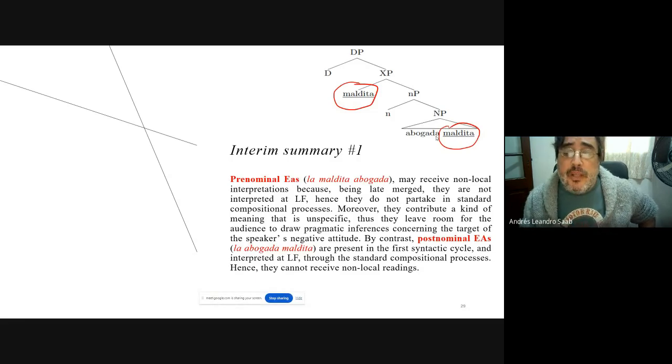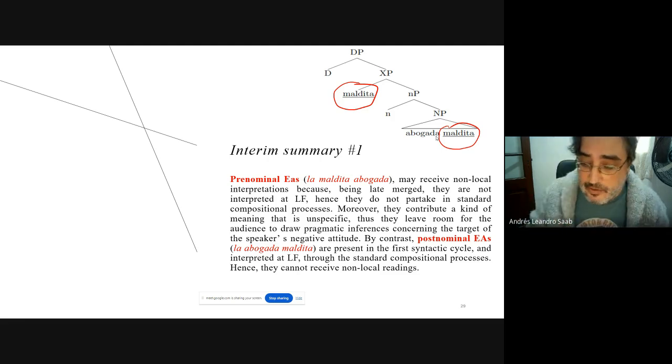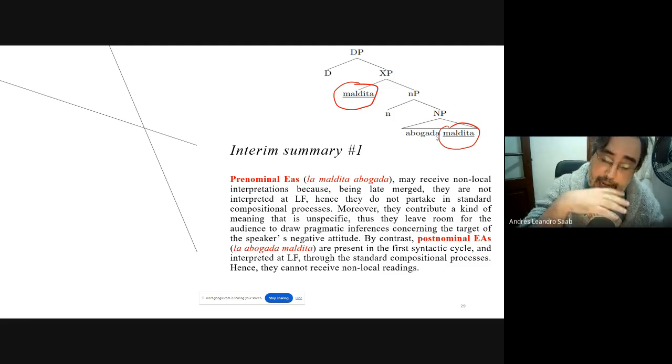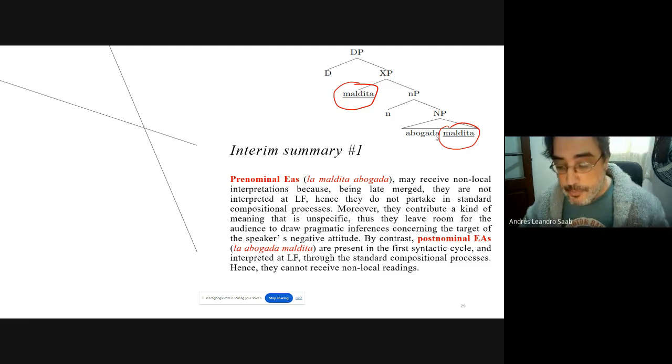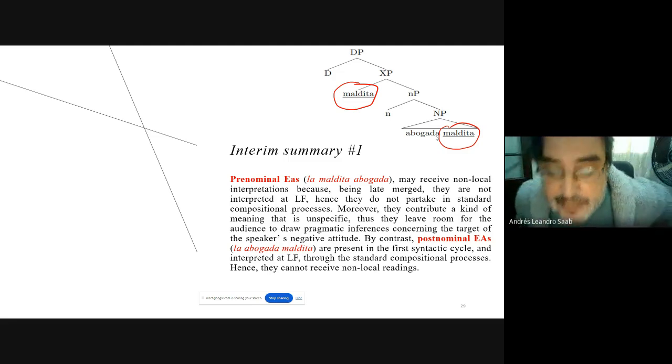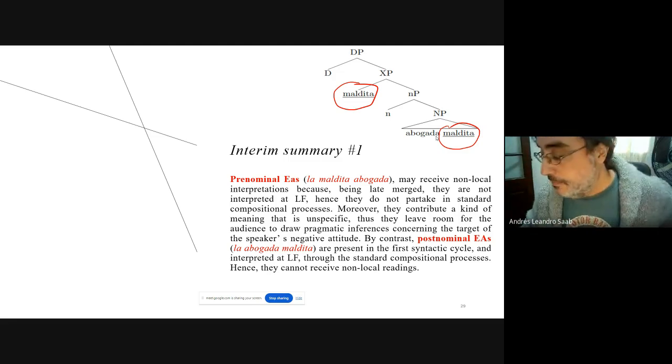Wherever they contribute a kind of meaning that is unspecific, so they leave room for the audience to draw pragmatic inferences concerning the target of the speaker's negative attitude. By contrast, postnominal expressive adjectives, "la abogada maldita", are present in the first cycle of syntactic computation, are consequently interpreted at the left through the standard compositional processes, hence they cannot receive non-local readings. Okay?